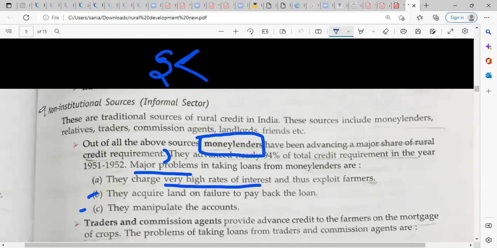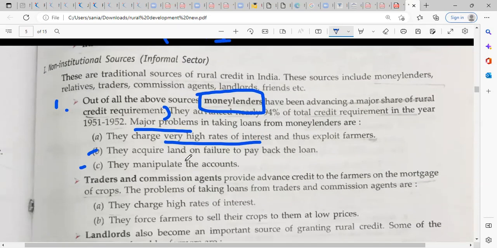One of the important concepts is here, sources. We have two sources. One is non-institutional, which is also known as informal. And one is institutional, which is your formal sector. So, non-institutional, first is money lender. Money lenders have been advancing a major share of rural credit requirement, and these are the problems.